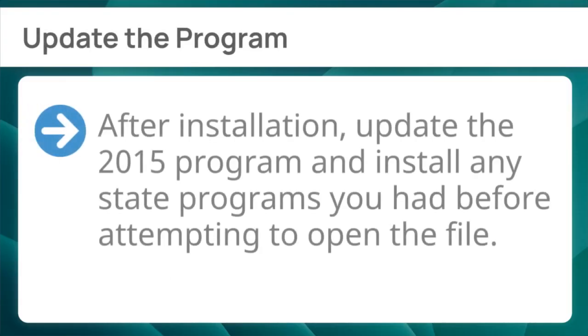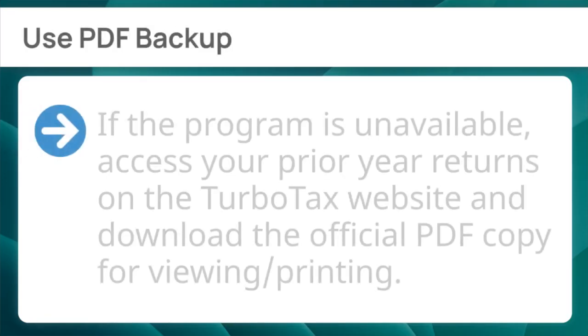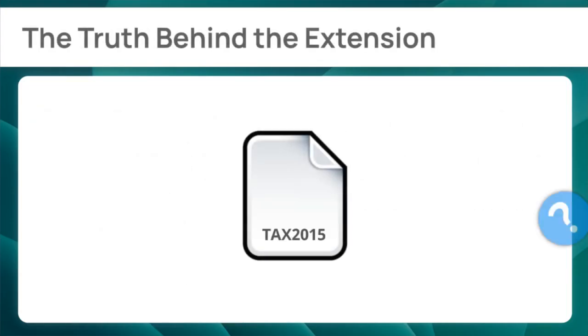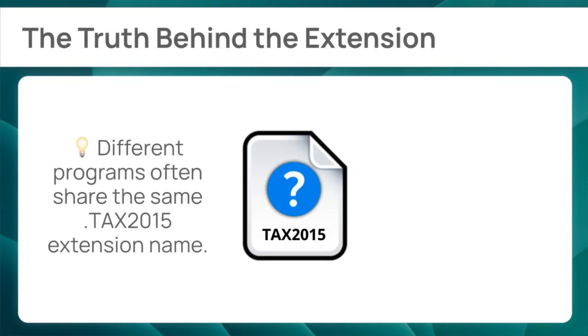Next, update the program. After installation, update the 2015 program and install any state programs you had before attempting to open the file. Finally, use PDF backup. If the program is unavailable, access your prior year returns on the TurboTax website and download the official PDF copy for viewing/printing.